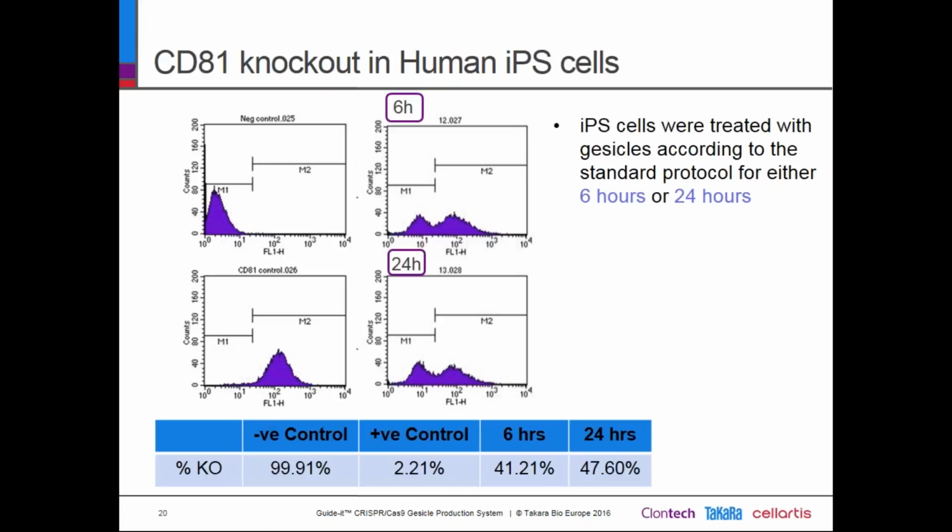We also wanted to test Gesicle delivery to human iPS cells, and we just used the standard protocol here with a bit longer incubations. So we tried two different incubation times of Gesicles, 6 hours or 24 hours. And then the CD81 levels were measured 7 days later. And you can see here that we obtained very good results also in the human iPS cells with 40 to almost 50% of functional knockouts.